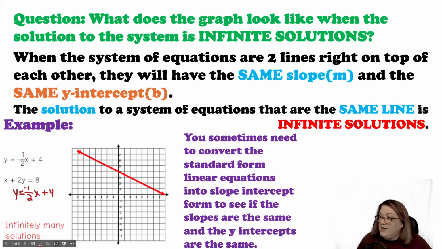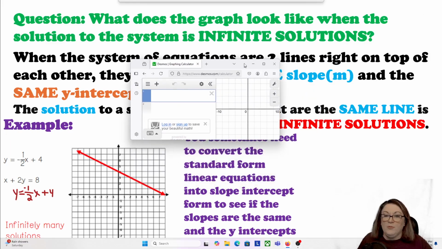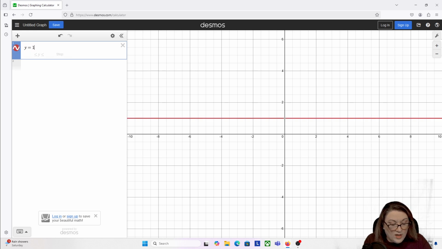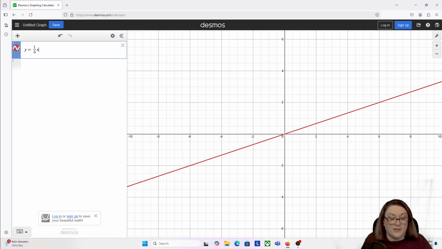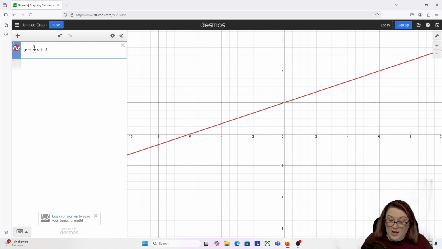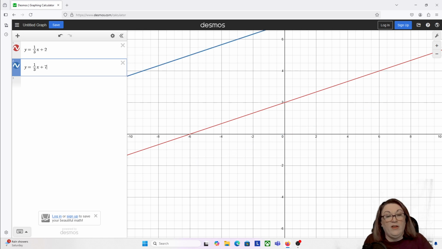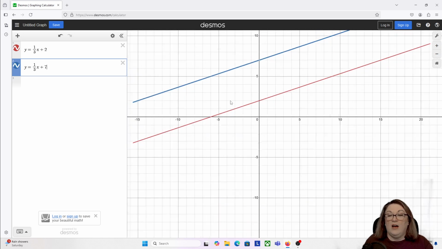So let's switch back to Desmos for just a moment before we do our review. I want to show you a little bit about parallel and perpendicular, parallel and no solution, and also the infinite solution equations. So if I have this equation, y equals 1/3 x plus 2, and then I'll do another one here with the same slope, different b, 1/3 x plus 7. Okay, as you can see, if I scroll out, these are parallel.